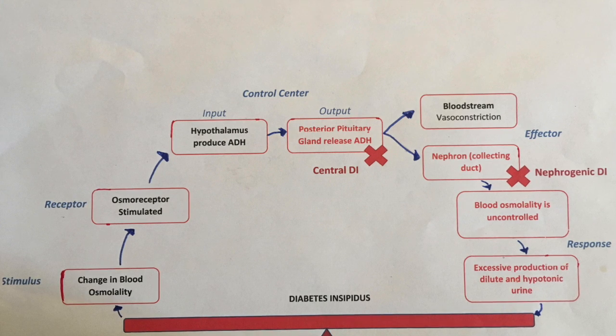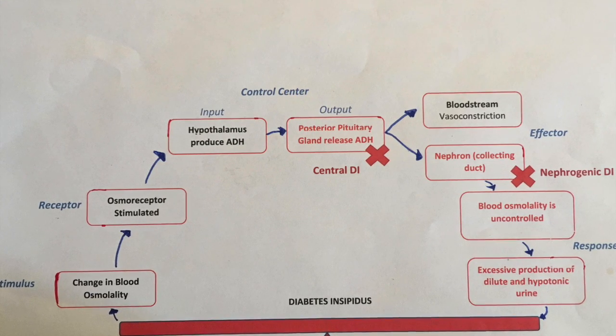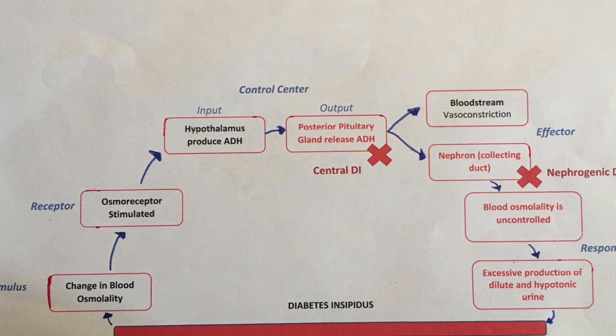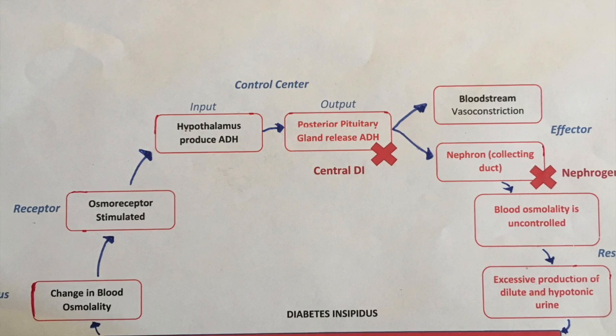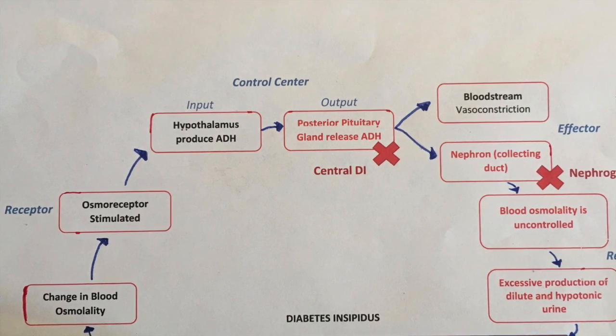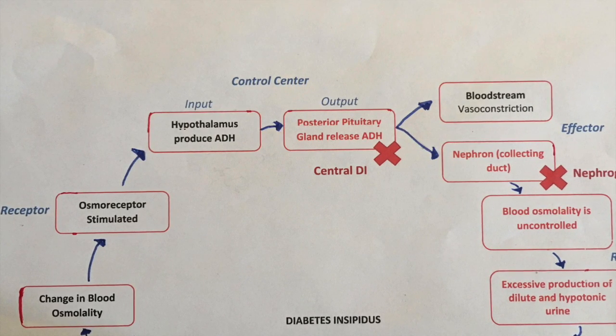In diabetes insipidus, it's either the posterior pituitary gland that doesn't make enough ADH or the nephron is unresponsive to ADH, causing uncontrolled blood osmolality, which causes excessive production of hypotonic urine.